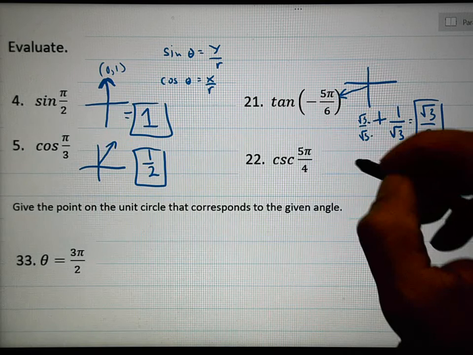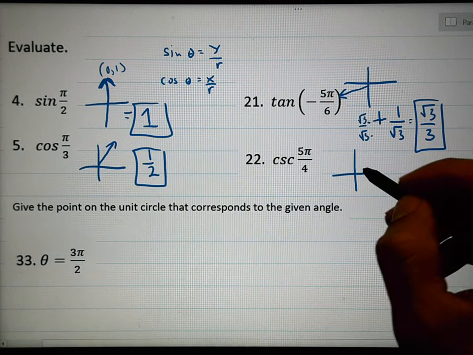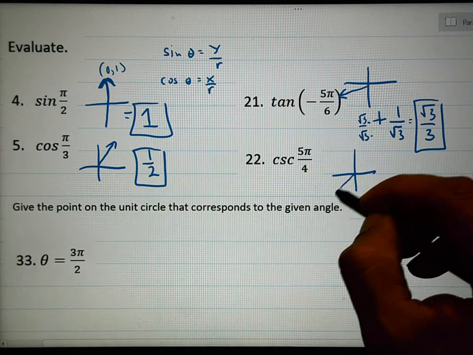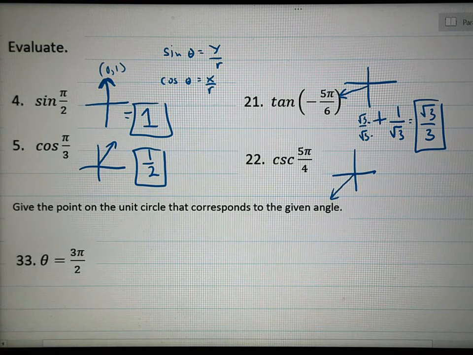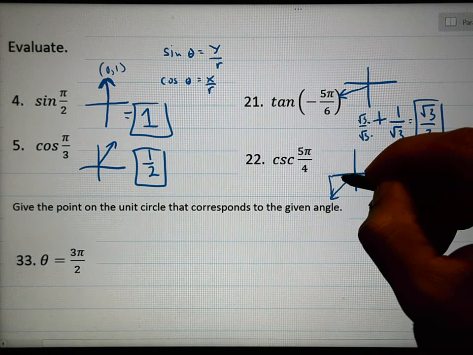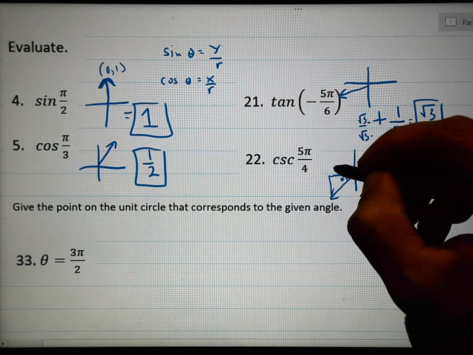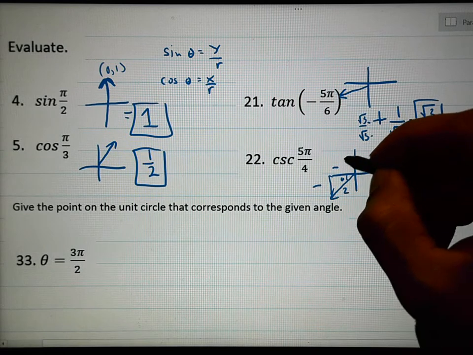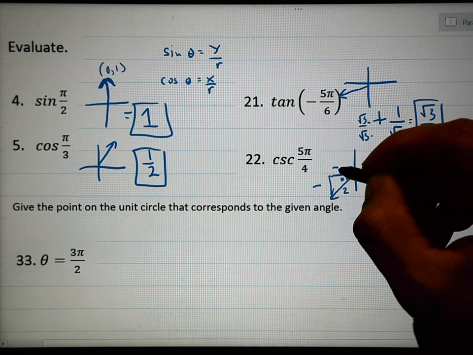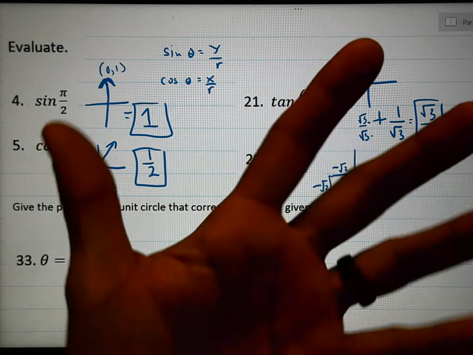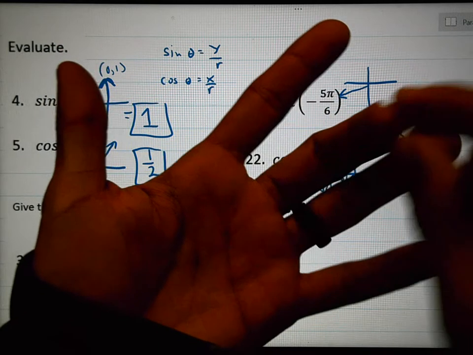5 pi over 4. 1 pi over 4, 2 pi over 4, 3 pi over 4, 4 pi over 4, 5 pi over 4. Because some of you use the triangles, let's say that I go here, this side is negative and this side is negative. If I did the radius of 2, it would look like this. Or if you're using the hand trick, you fold down the pi over 4.